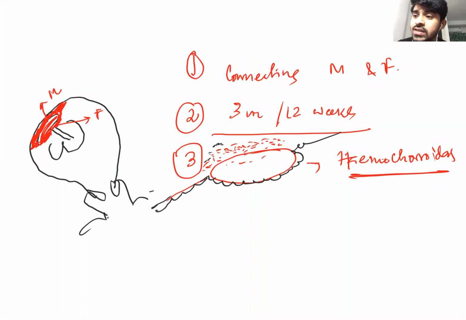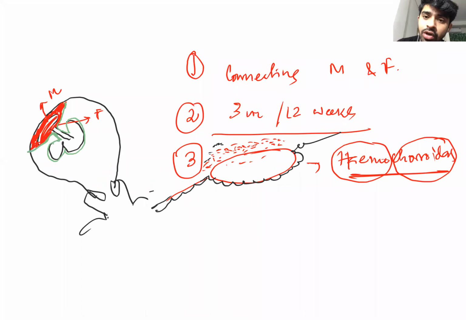So human placenta is hemochoroidal. I mean, on one surface there is blood, on the other surface there is chorion. Chorion means, tell me, what is chorion? This is the chorion. I am drawing in green for you. Are you getting what the chorion is? The fetal membrane is the chorion.